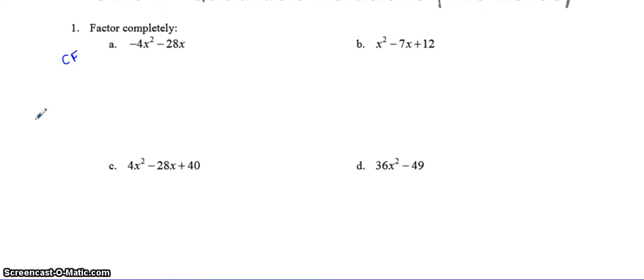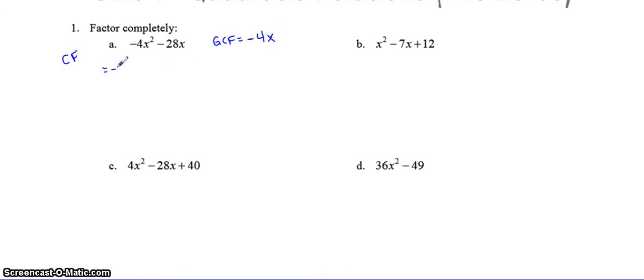So we just write CF for common factoring. With common factoring, what you were looking for is what number can you divide into both terms. And so we're looking for the greatest common factor. If the first term is negative, you must take the negative out with the greatest common factor. Both 4 and 28 can be divided by 4, and both x squared and x can be divided by just 1x. So your greatest common factor is negative 4x.